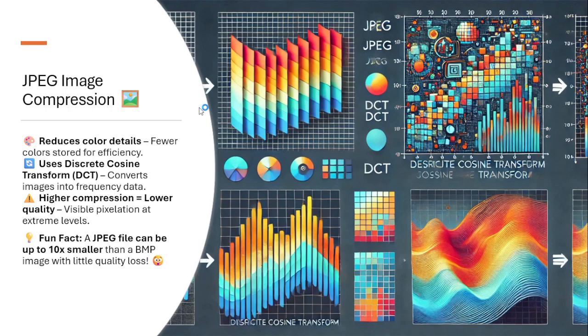At the heart of JPEG compression is the discrete cosine transform, or DCT. This process converts an image from pixels into frequency data, making it easier to compress. The more you compress a JPEG file, the smaller it gets, but at the cost of lower quality. Extreme compression can lead to pixelation and visual artifacts. A JPEG file can be up to 10 times smaller than a BMP image while maintaining nearly the same quality. That's why JPEGs are so popular for photos.